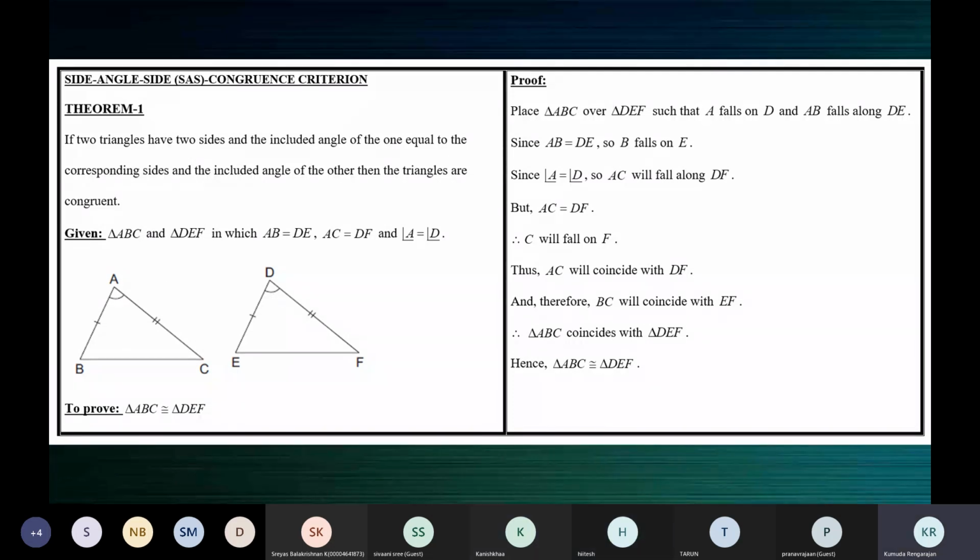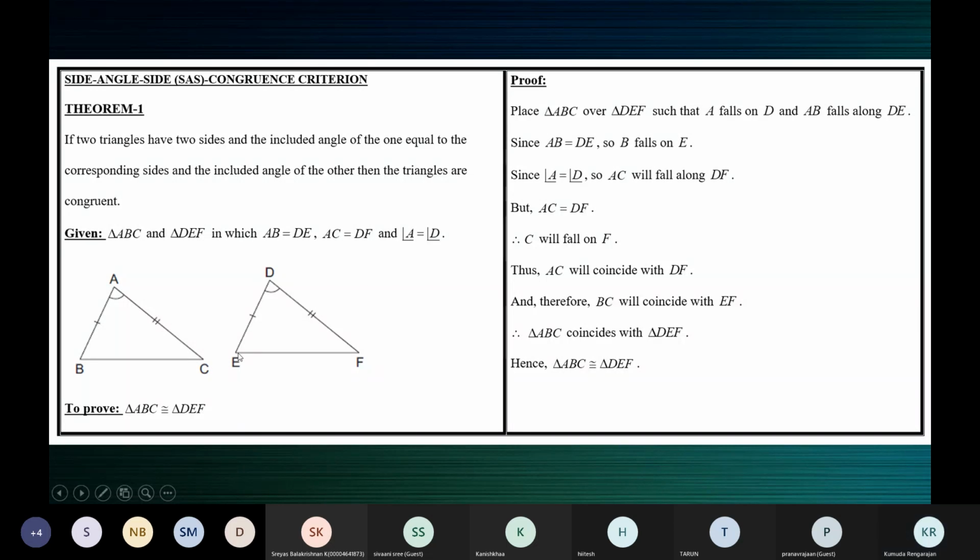Now you place A over D, and maybe you'll have to do a slight adjustment and see to it that AB falls on DE. But AB is equal to DE. So what you will observe is that vertex B will fall on vertex E, because AB is equal to DE. AB is not longer. If AB was longer, then B would be outside E. Since AB is equal to DE, you will see that the vertex B falls on the vertex E.